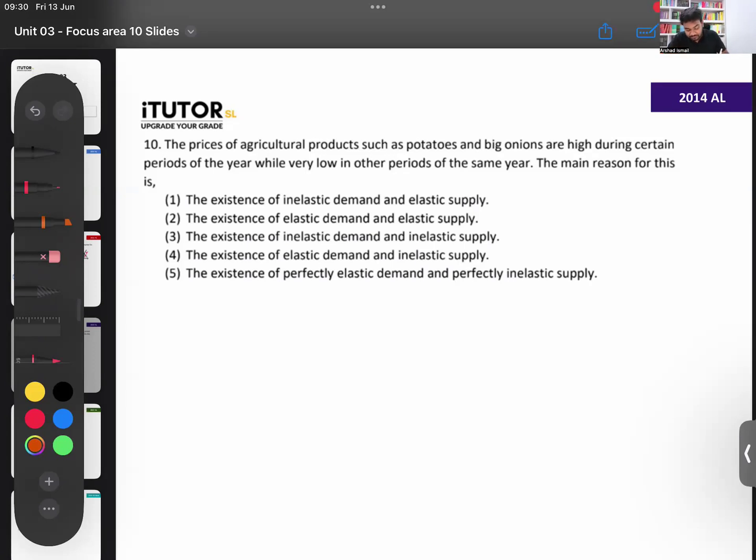Because the demand and supply for these agricultural goods are what? They are elastic or inelastic. The demand and supply for agricultural goods, both of it is inelastic. So you have an inelastic demand, inelastic supply. I'll go into detail why when we do an essay question.